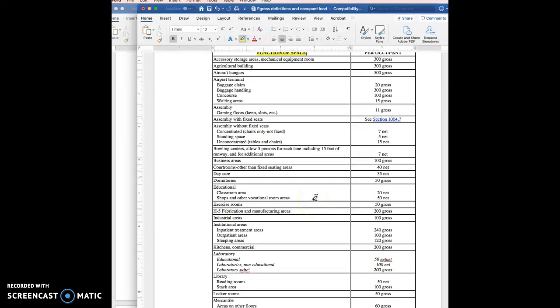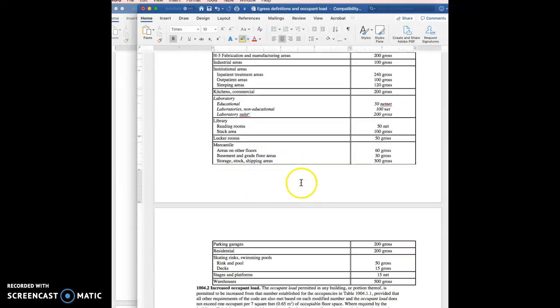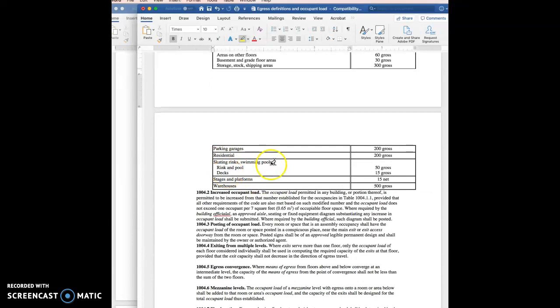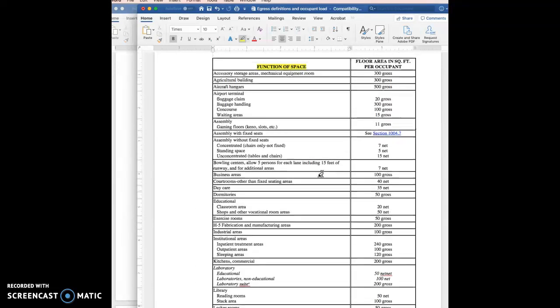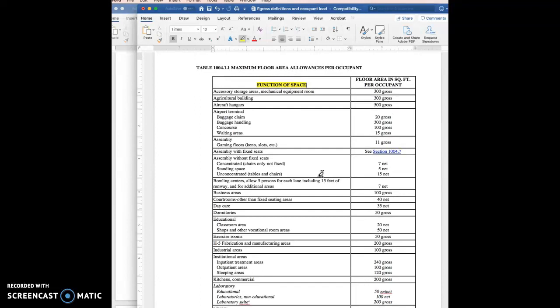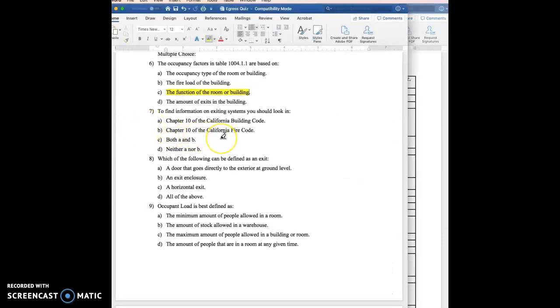That's because, like in the occupancy type assembly, we've got right here 3 different occupant load factors. And a bowling alley is an assembly, and it's a different factor. A skating rink, we saw in one of our questions, is an assembly, and it's got a different factor. The stages within that assembly has a different factor. So it's what are you doing there? What are you using that space for? That's what we're going to go to. So function of space. Number 7.